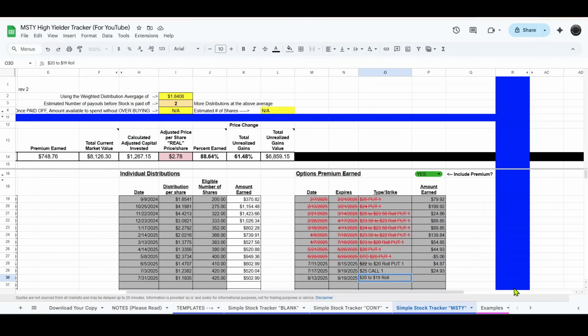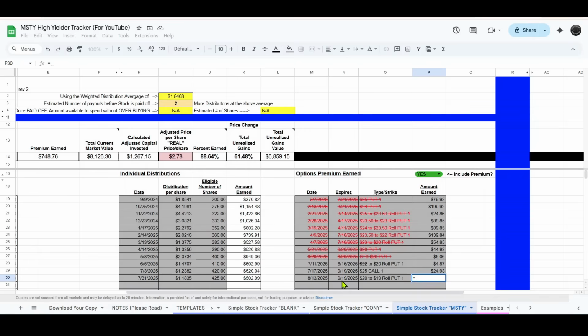And I rolled it, so I'm typing roll here, and it's a put with one contract, right? So I rolled that previous down to 19 and out 1 month to September 19th. And for doing so, I earned 41 cents per share. Each contract is 100 shares, so 41 cents times 100 shares is 41 bucks, and that's what I earned for that roll.